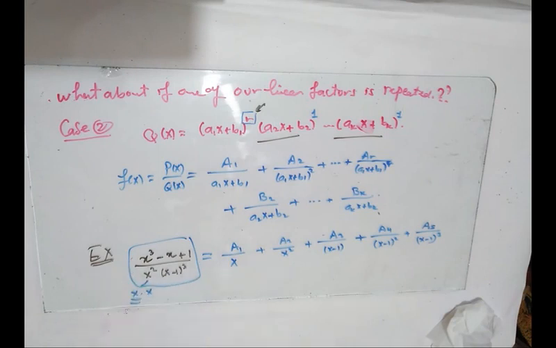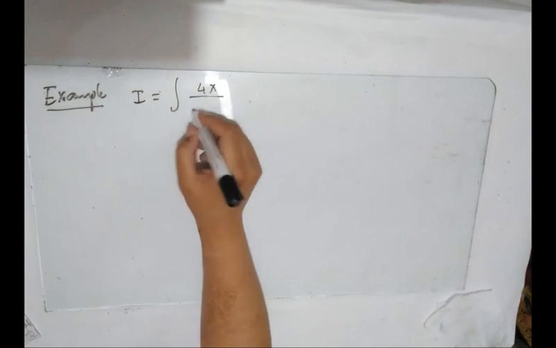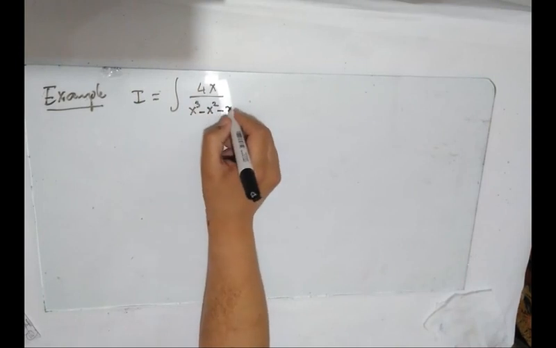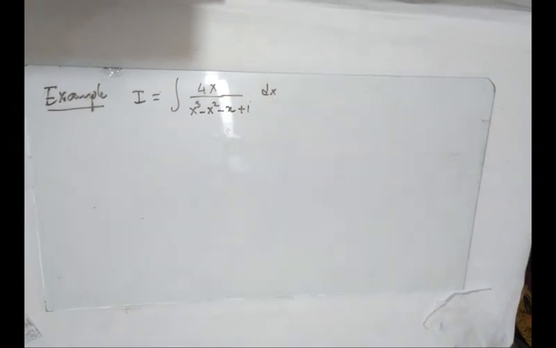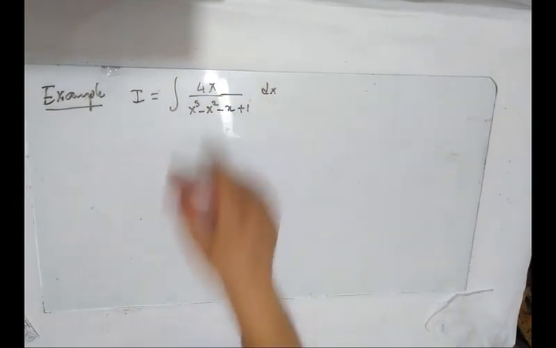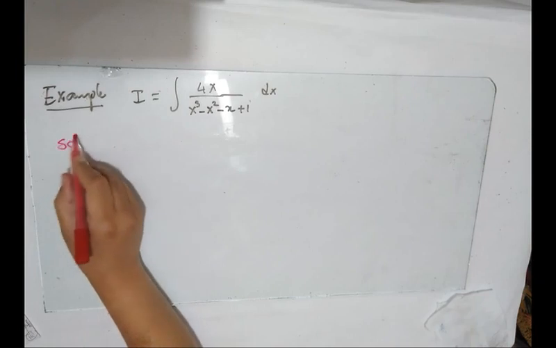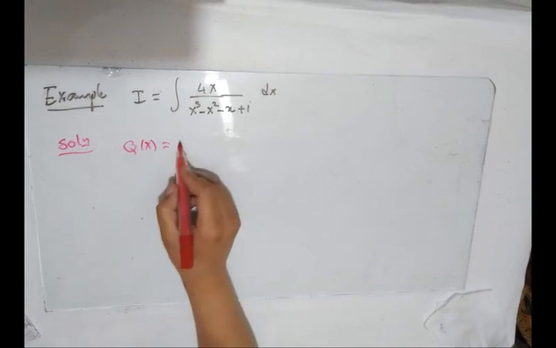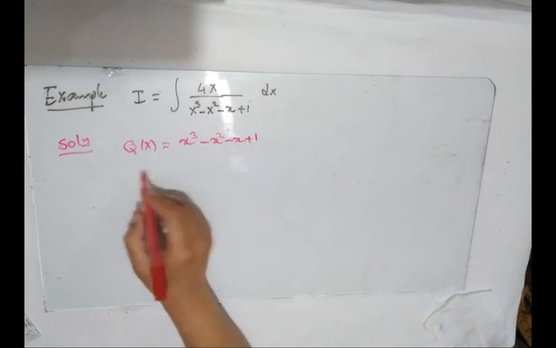Okay, so now let's see another example. Evaluate the integral of 4x over x cubed minus x squared minus x plus 1 with respect to x. So again, the first condition is satisfied. The degree of the numerator is 1 and the degree of the denominator is 3, so we can apply the partial fraction method. So the solution, let's say q of x equals x cubed minus x squared minus x plus 1.